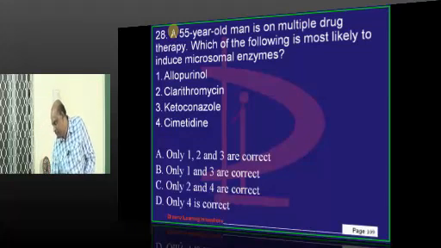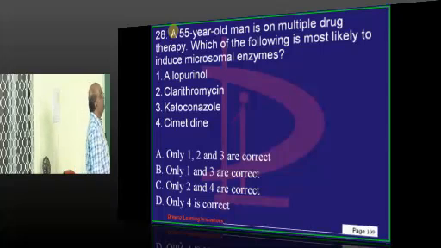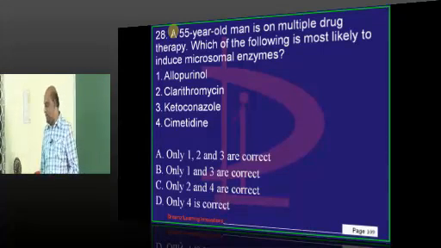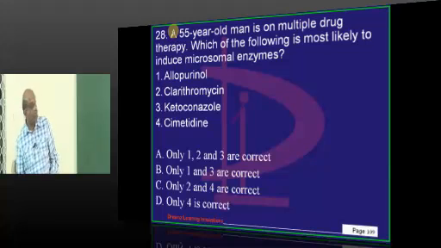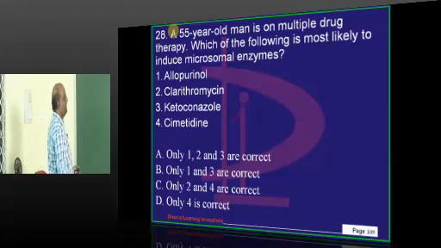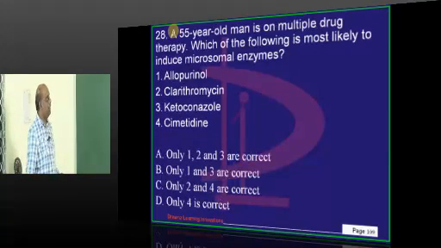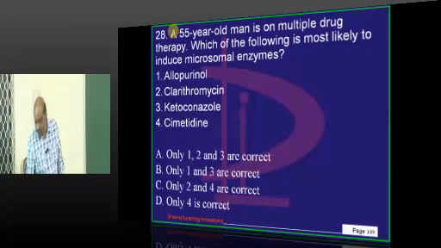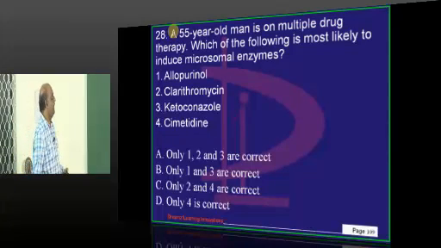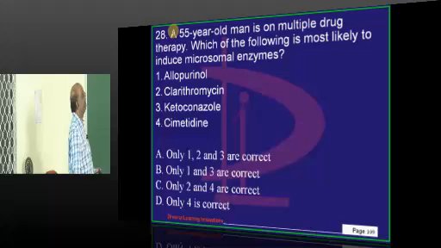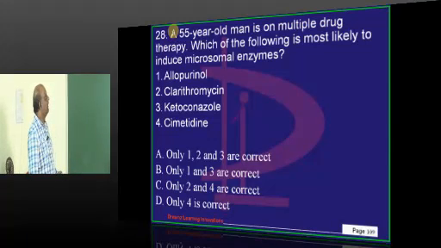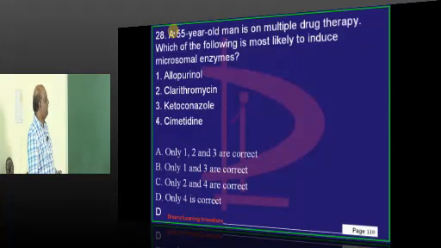Who are the inducers and inhibitors? Very good. Jasmeet comes up with the answer 1, 2, 3. Deva says B, only 1 and 3. Inducers we are talking, right? Oh, okay.